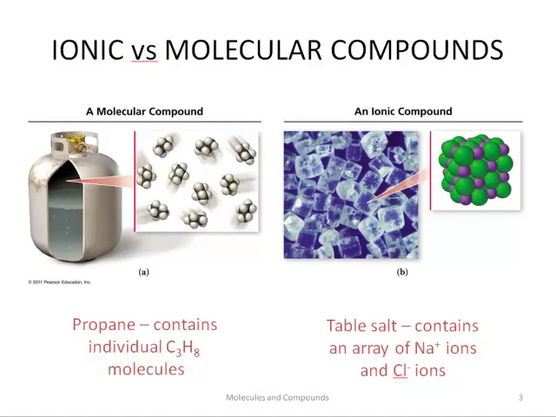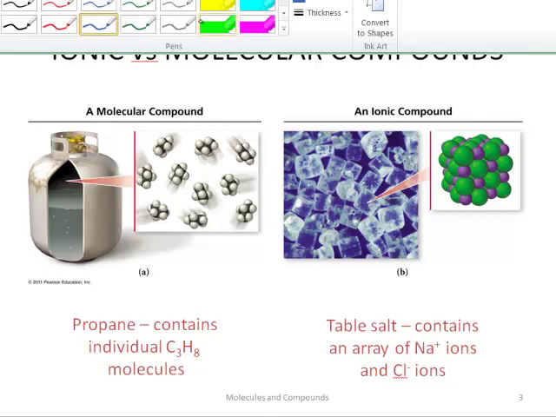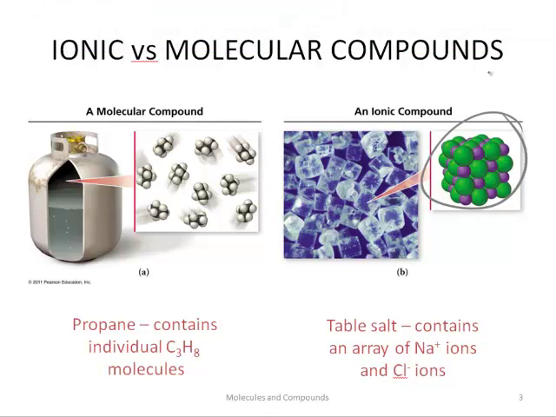A big difference between ionic and molecular compounds is that molecules exist in individual packets. A propane molecule is an individual component. A sample of propane consists of many individual propane molecules, whereas ionic compounds exist in a large array of sodium and chloride ions. It's just not one sodium chloride ionic compound sitting there next to another sodium chloride compound. They're all packaged together in a very large array of cations and anions, and that's what gives it its characteristic crystalline structure most of the time.